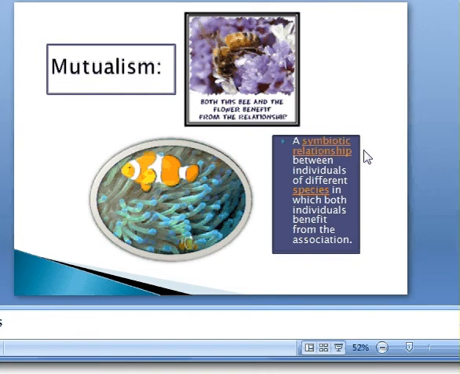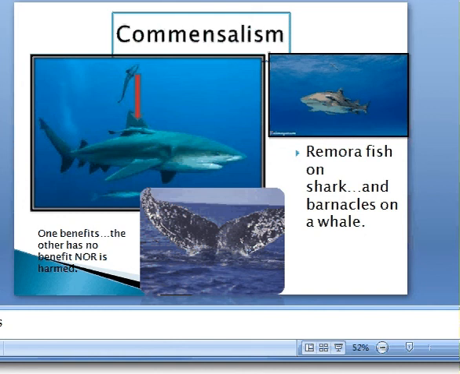That means there's just a relationship or an interaction there. So it's going to be between individuals of different species in which both individuals benefit from the association. In this case, certainly the bee and the flower benefited, and down below the sea anemone and the clownfish benefited. So the perfect examples of mutualism. Then we're going to go on to the second one, commensalism.